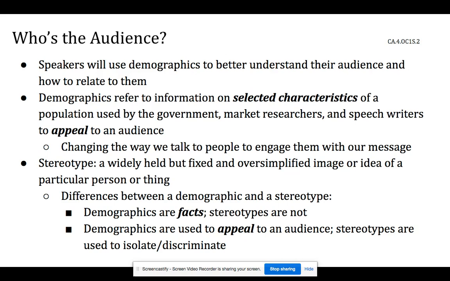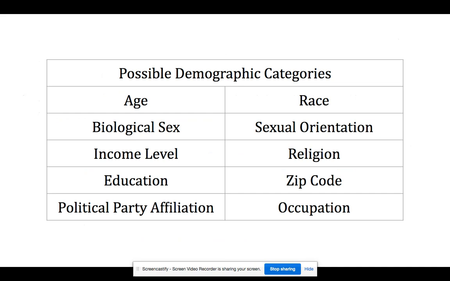There's always one student who tries to be like, well, yeah, but you can use a stereotype to bond people together about how much you hate somebody. And I'm like, what's wrong with you? Why would you say that? So remember that we are ethical speakers and decent human beings, and so we're going to use demographics and not stereotypes. Here is a chart that has some of the more common demographic categories that you'll encounter.